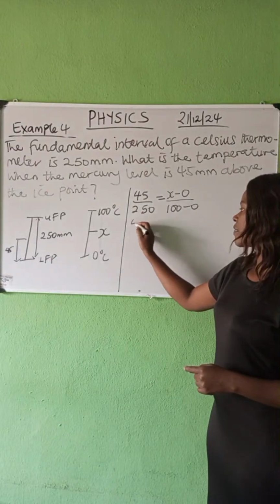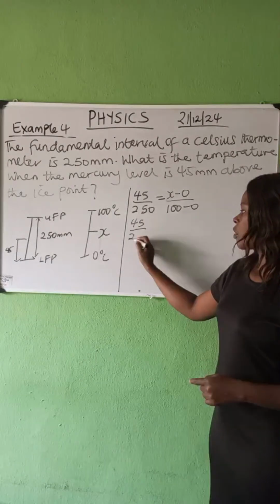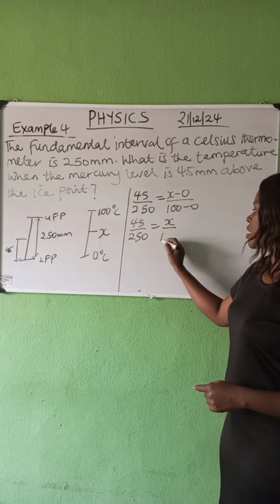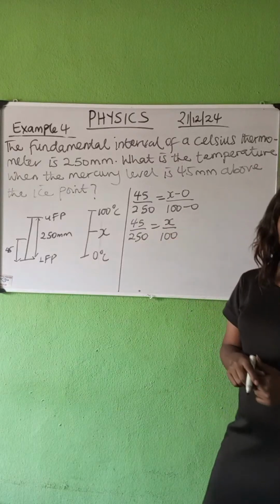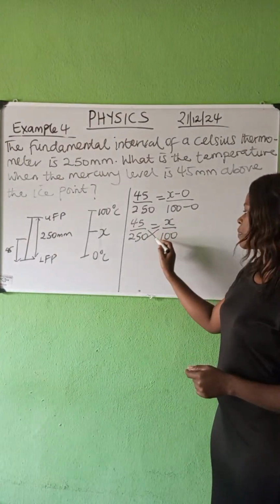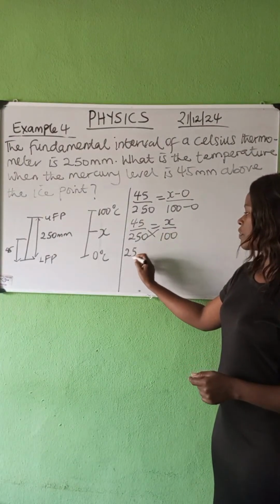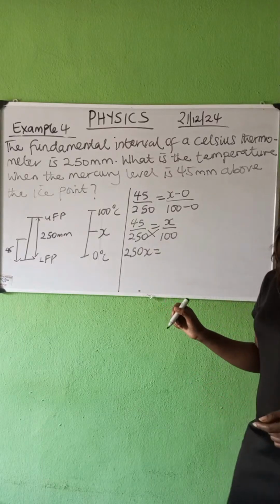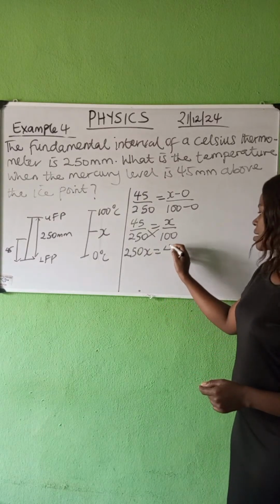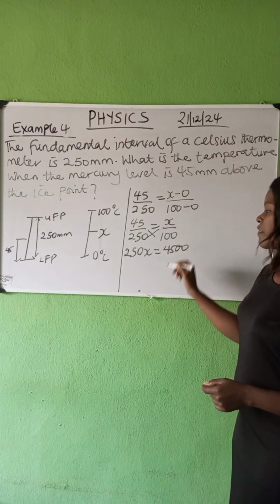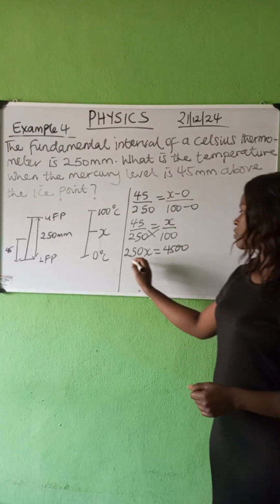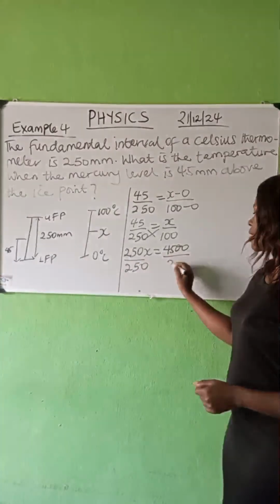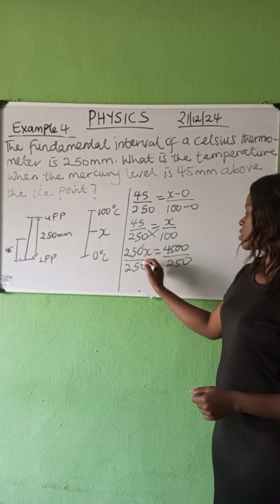Let's go again by saying 45 over 250 is equals to x over 100, right? We say cross multiply: 250 times x, that is 250x, is equals to 45 times 100, that is 4,500. So what do we do next? We divide both sides by what? 250. 250, all right?